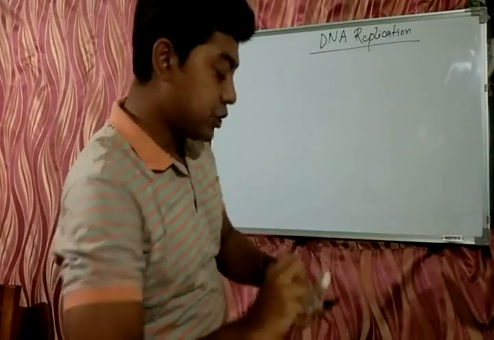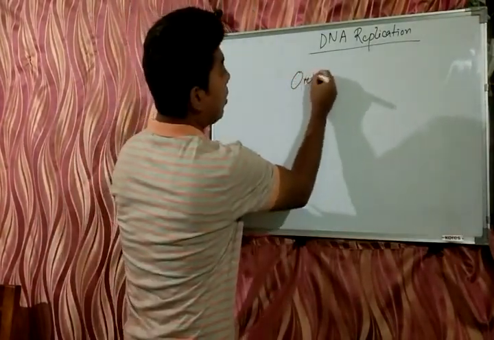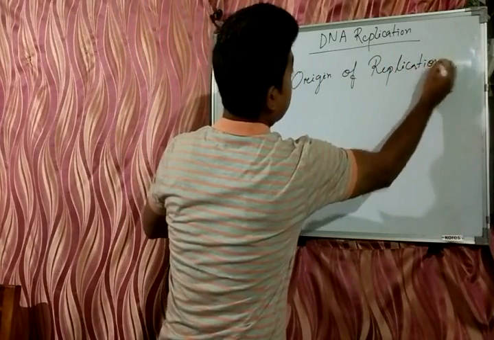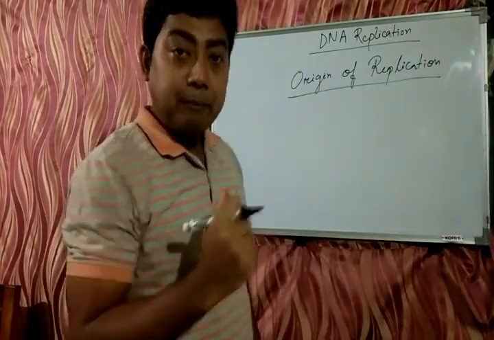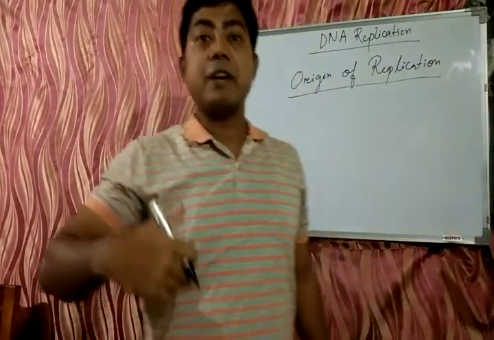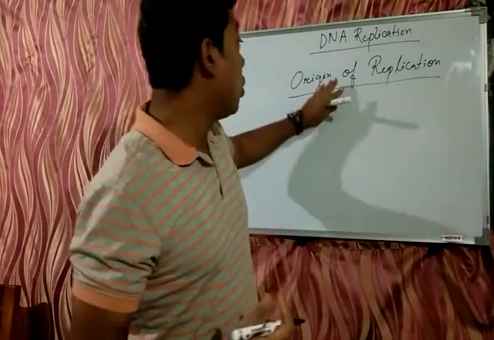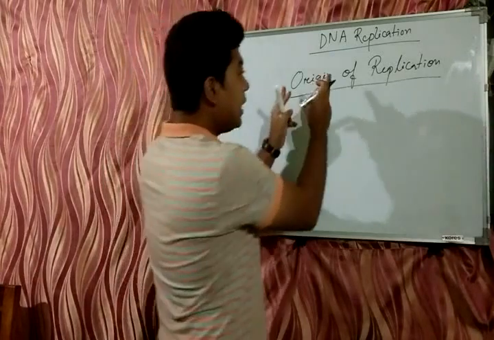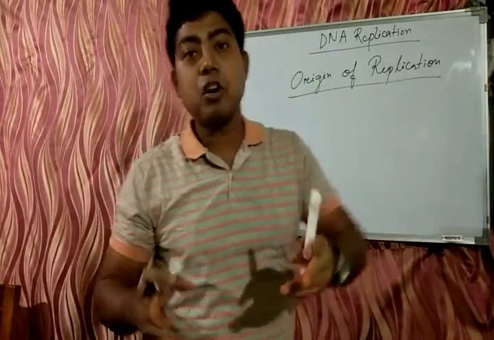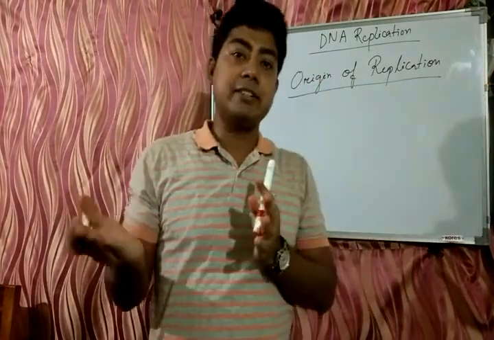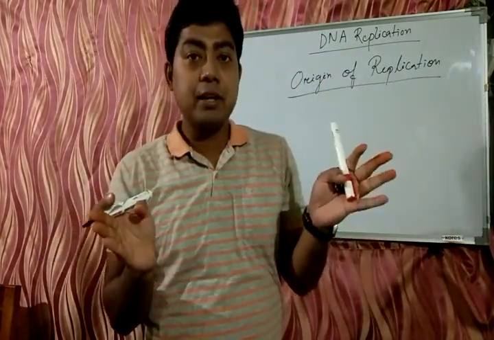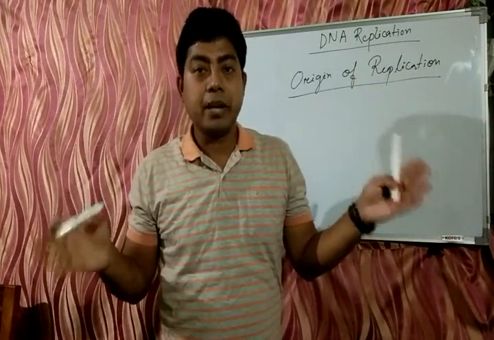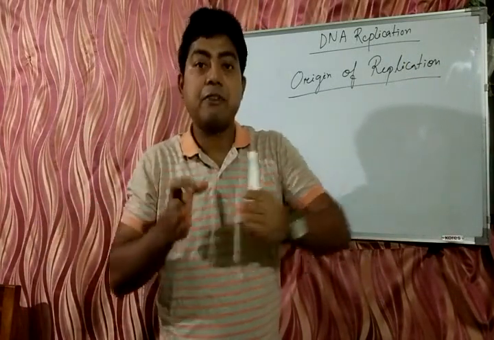Now another important point, that is the origin of replication. Origin of replication means from where the replication starts. It is called the origin of replication. This origin point is also a part of the DNA segment. It is not a different thing. It is also a part of the DNA segments. Some repetitive DNA segments are present.